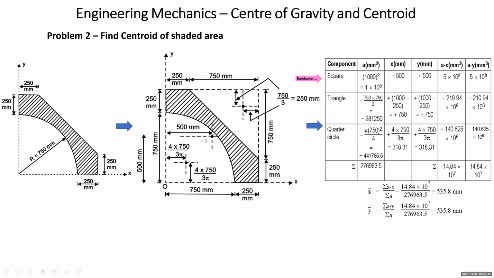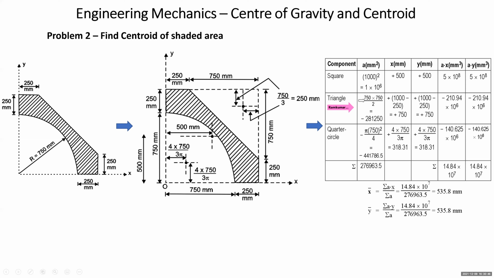Now you can see its centroid is here. This point is right of the y-axis by 500, so the x coordinate is plus 500. This point is above the x-axis by 500, so the y coordinate is also plus 500. Now we come to this triangle. To arrive at the shaded area, this triangle is to be taken as negative area. So I have taken it negative.